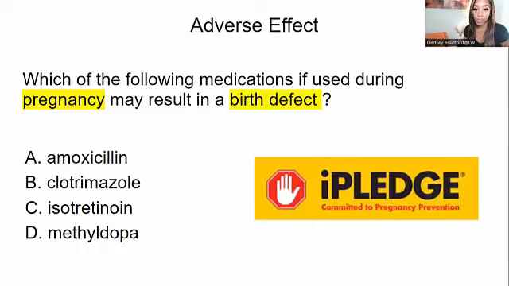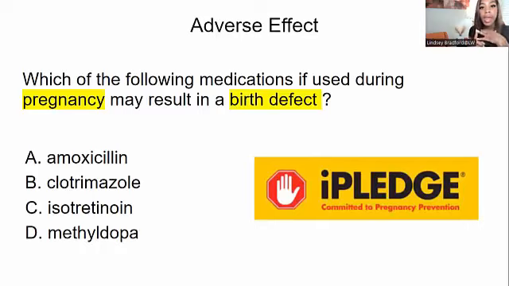taking this medication, okay? The drug that may cause a birth defect when somebody is taking it while they're pregnant is letter C, isotretinoin. Isotretinoin is used for acne, okay? And it is a medication that people have to sign the I pledge paper when they pick it up, and they're pledging to not get pregnant.